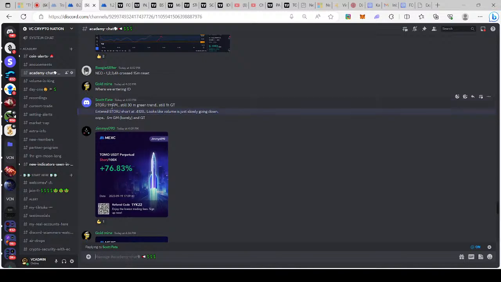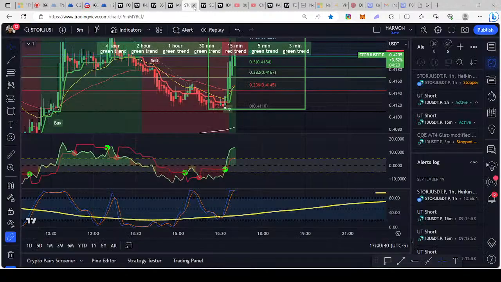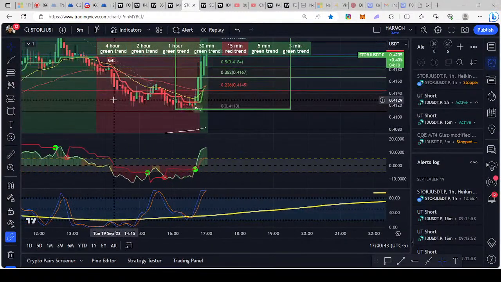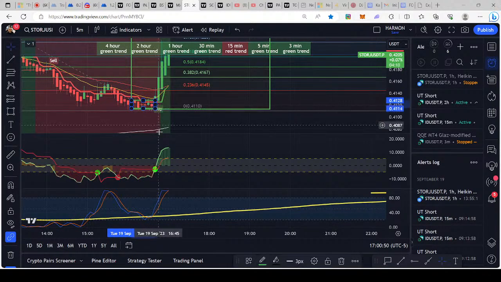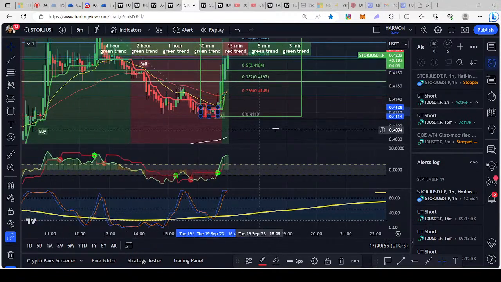Okay, so storage 1 hour red moon, still 30-minute green trend, still 1 hour, right? So then he posted an entry at 41.28 of storage, right? So storage entry 41.28. That was at around 403, right? Now when we pull this up, we can see here at 405, this is the section that he was looking to trade in, right? He was doing a short in this section. So let's dig into this a little bit here.